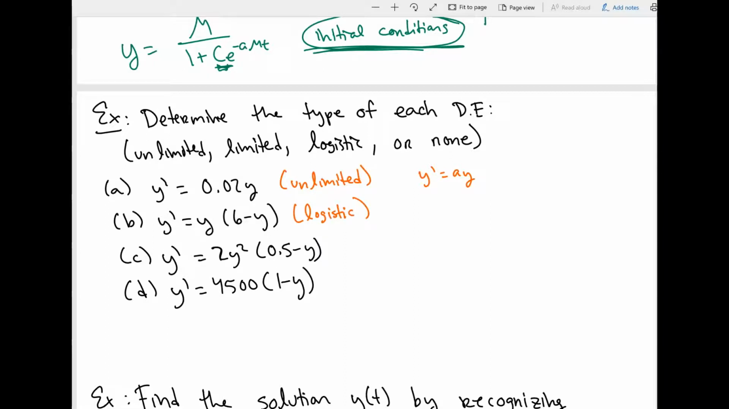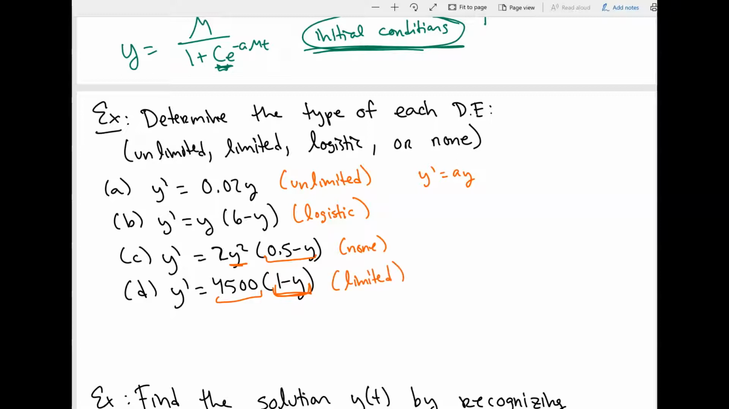Now, what about part C? It has a y squared. This kind of looks like limited or logistic, but the fact that there's a y squared on the outside doesn't match up with any of them. So this one's none. And finally, the last one, you have 4,500 times (1 minus y). This looks like either logistic or limited, but the fact that there's no y on the outside makes it limited.